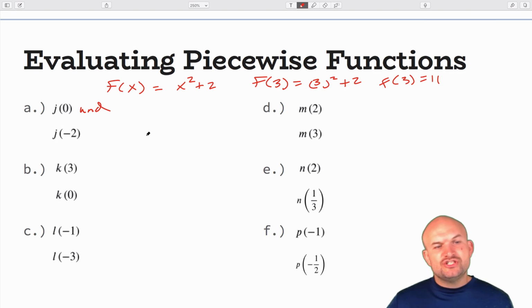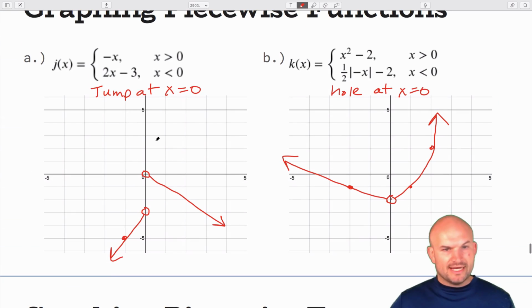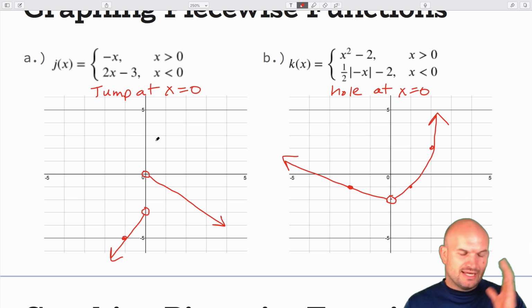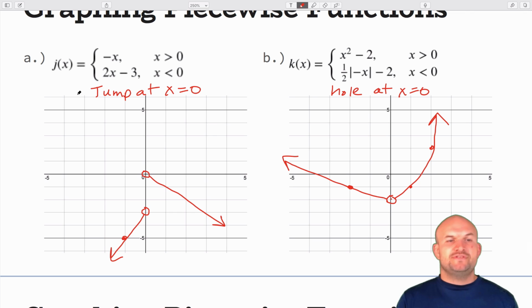And then when is j is -2? Now here's the important thing that I really want students to look at. A lot of students, I can't even tell you how many times this happens, it happens every year. We figure out what is j of -2, and people want to plug -2 into both equations.